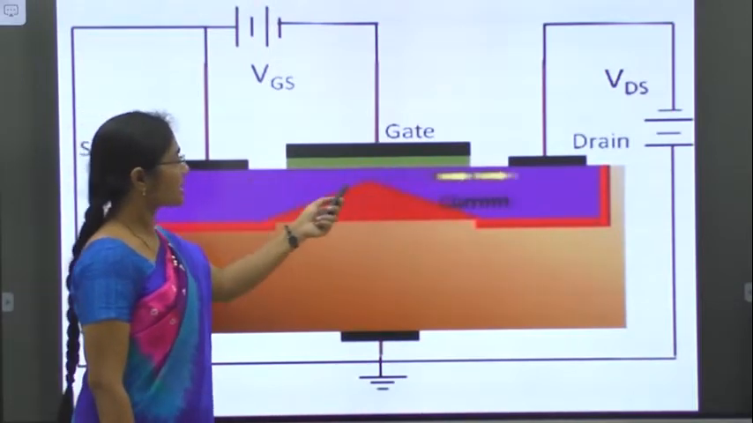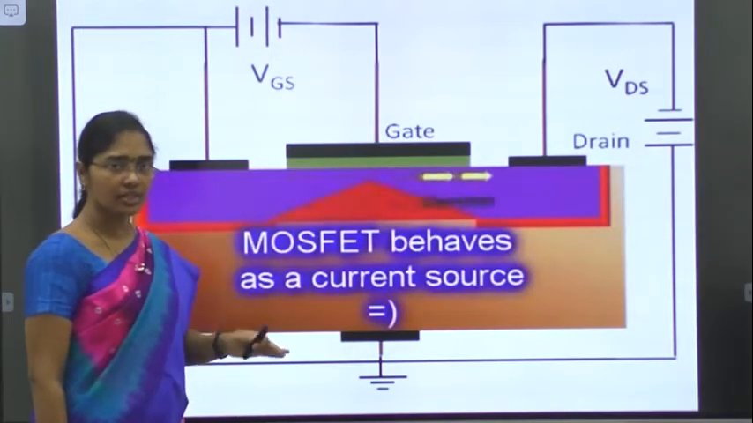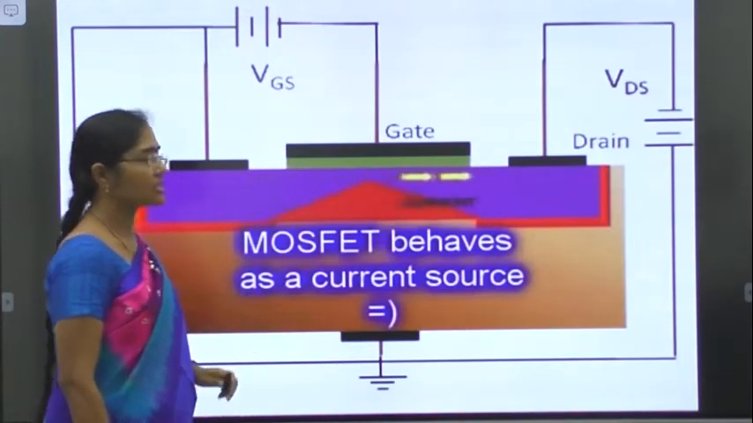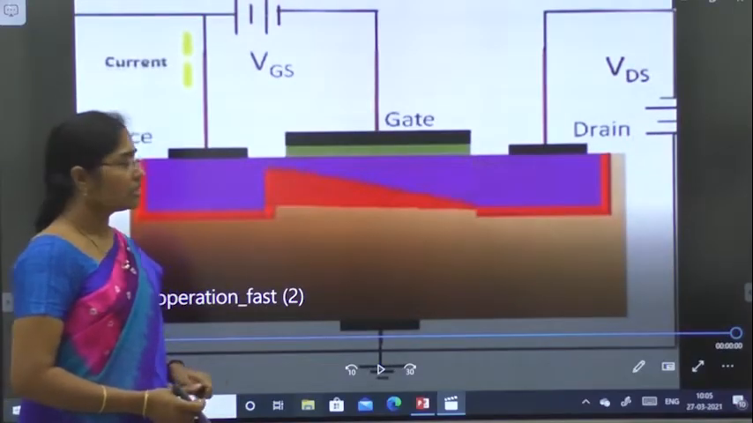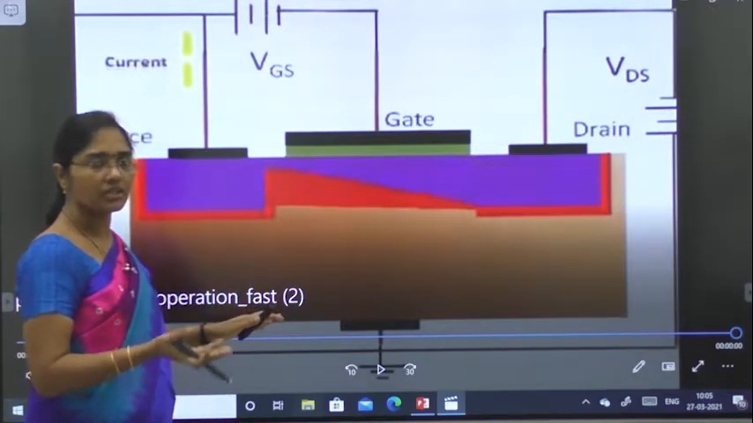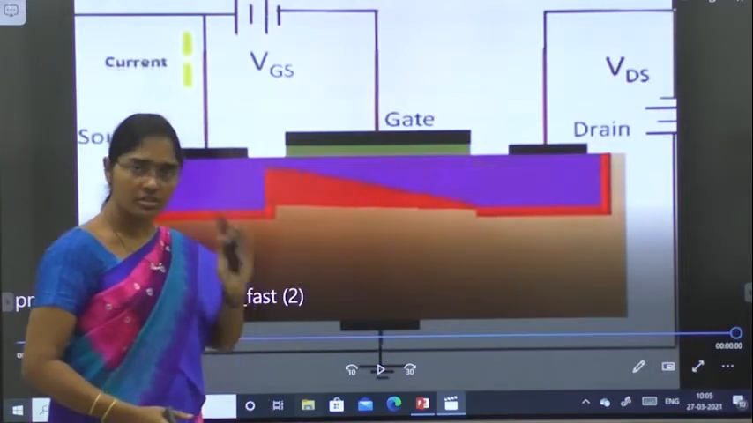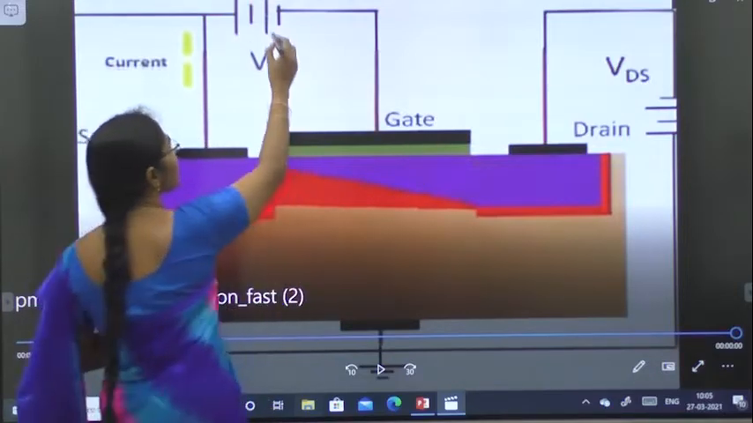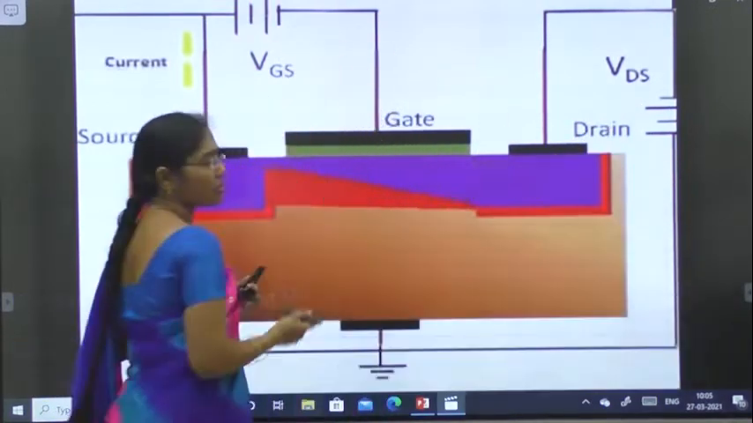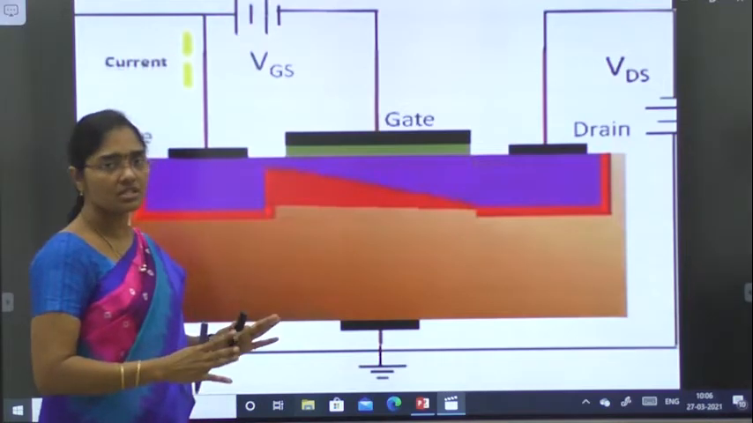So see, here the channel is pinching off, the channel is moving, but current is still there because of the drifting action, and the current is constant, so it is behaving as a constant current source. So the difference between pMOS and nMOS is that in the nMOS we applied positive gate and drain potentials, but here we have to apply negative potentials at the gate and at the drain. That means the gate and drain potential polarities have to be changed.